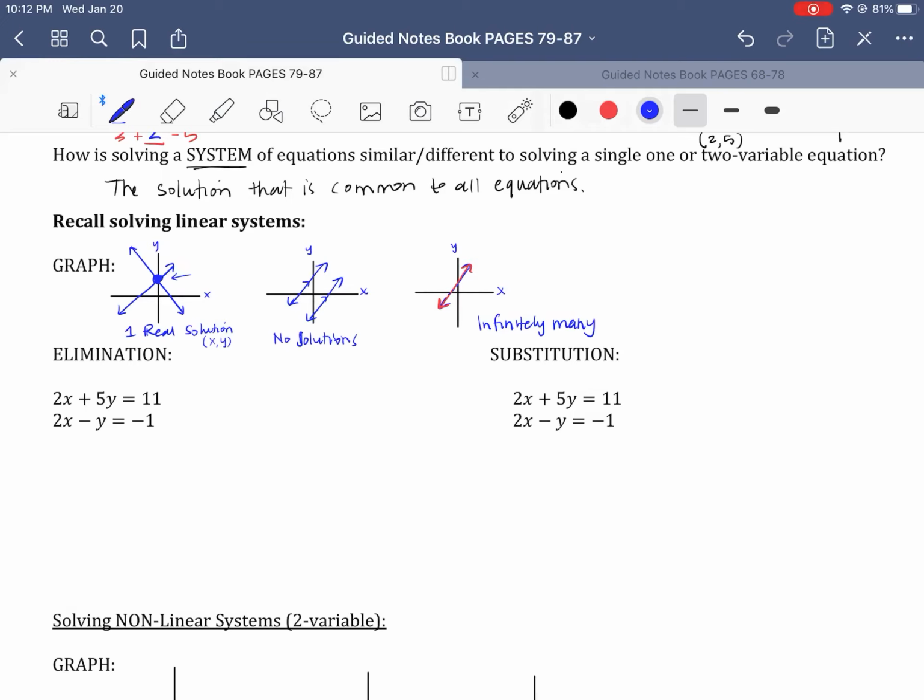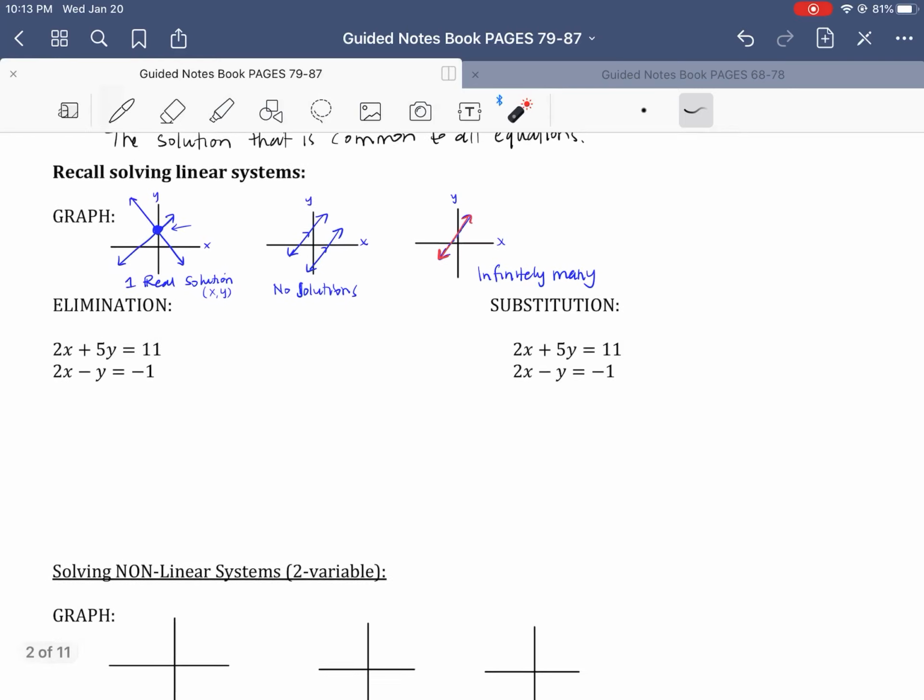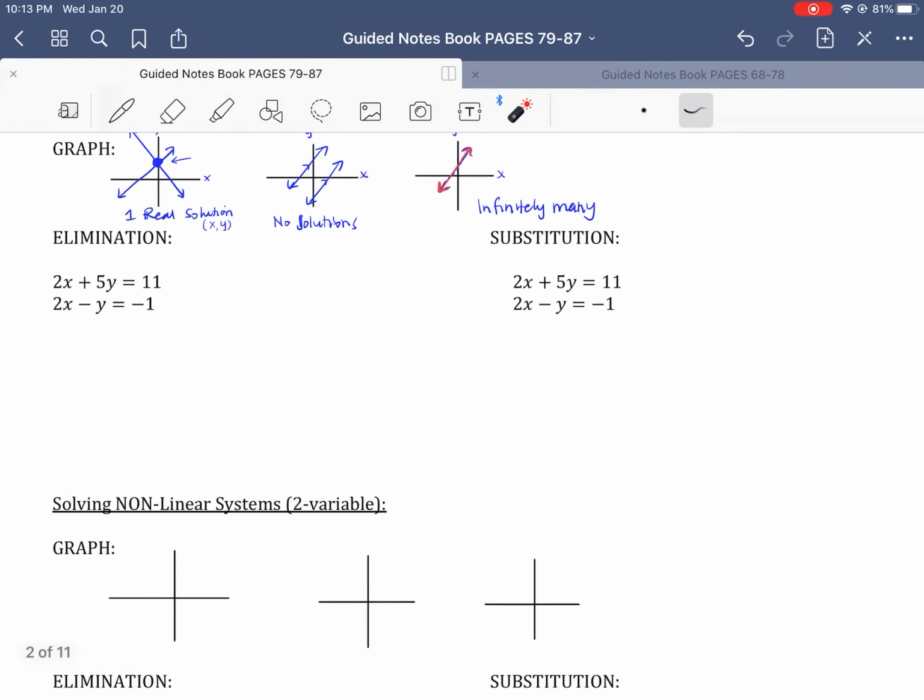And the way that we solved for those was we either graphed them to find the intersections and that relationship between those two in the system, or we used elimination or substitution. So let's talk about these 2 methods, and then we'll talk about if we have nonlinear. So elimination, remember, the goal with elimination was to eliminate one of the variables. Because we have an equation with 2 variables, we can't solve for just one of them and actually find a specific solution. So instead, we take these 2 equations and we add them together to eliminate one of the variables.